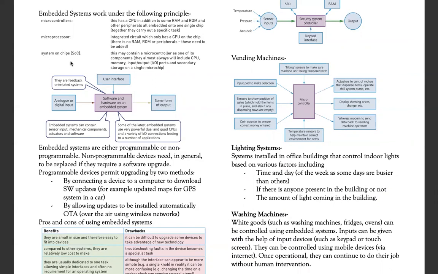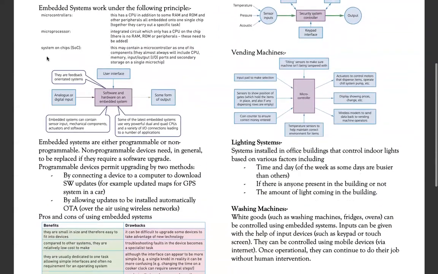Okay? Now, basic components of embedded computers, different types. The basic principles of embedded processing can involve microcontrollers, microprocessors, or systems on chip. Basically, a microcontroller has a CPU, and apart from that, it has RAM, ROM, and some peripherals that can be connected to it. All of these components are part of a single chip, and together they carry out a specific task, right?